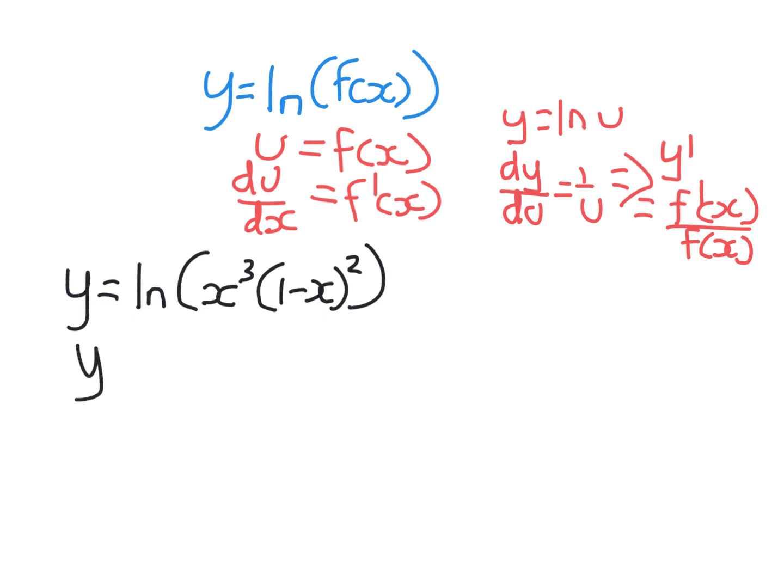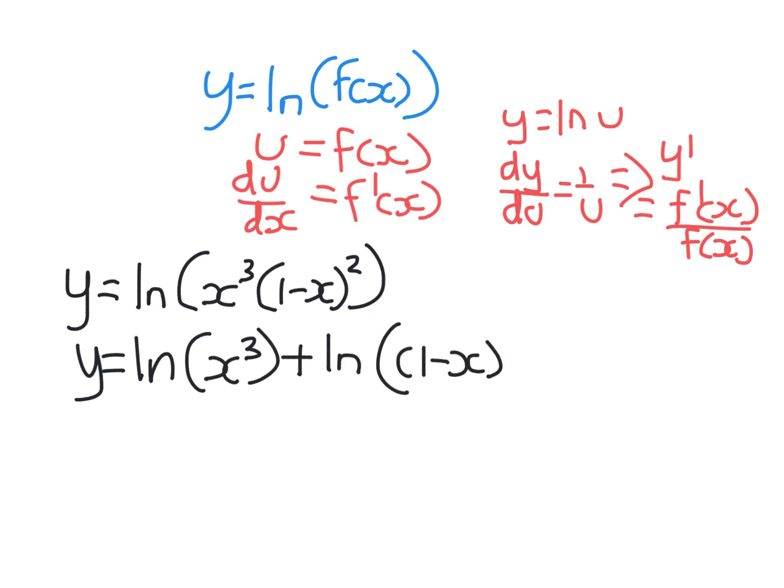So what I'm going to do is rewrite this. We know that if you have the log of a product, it's just the sum of the logs. So because x cubed is being timesed by 1 minus x squared, I can rewrite it like this. Now that helps us. It's much easier to differentiate a sum than a product. Now also note we can use the log second power rule. So if we have log of x cubed, we can move the 3 to the front. So this will be 3 ln x plus, and we can do the same for the second one.